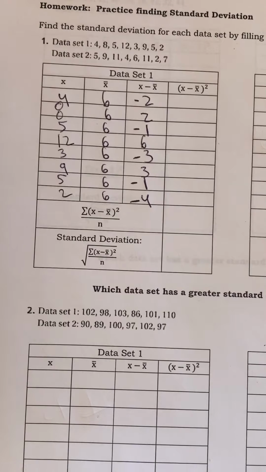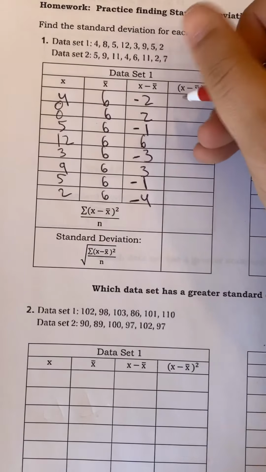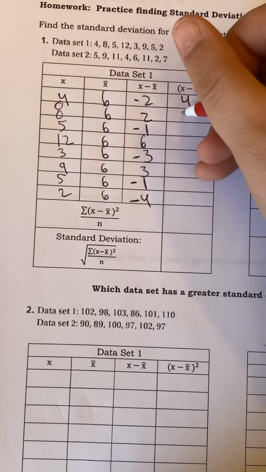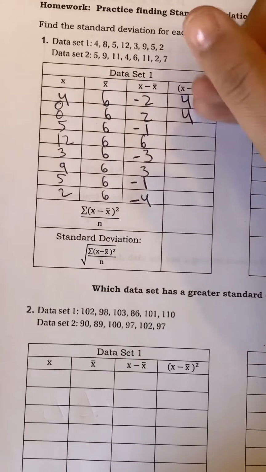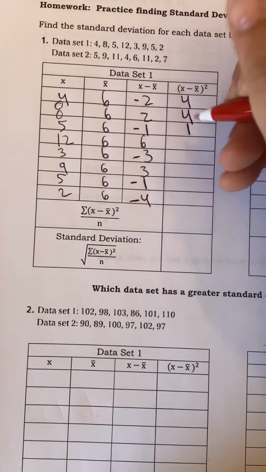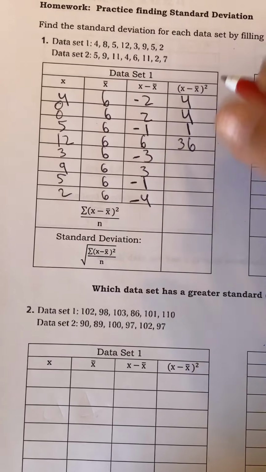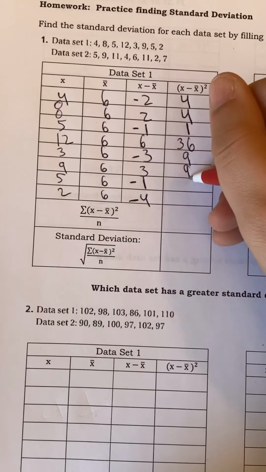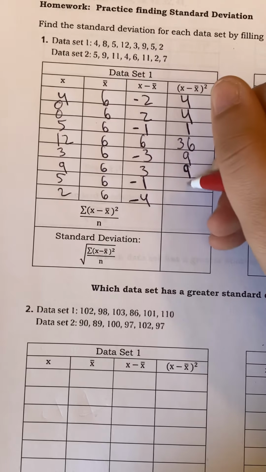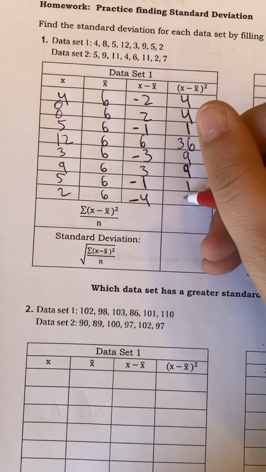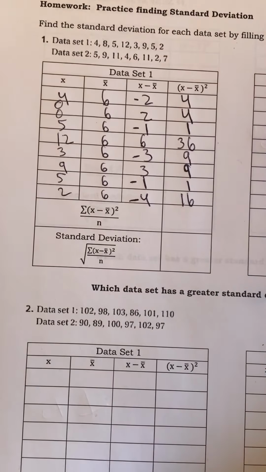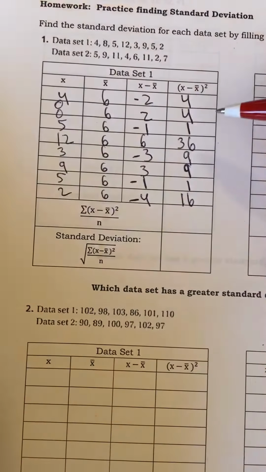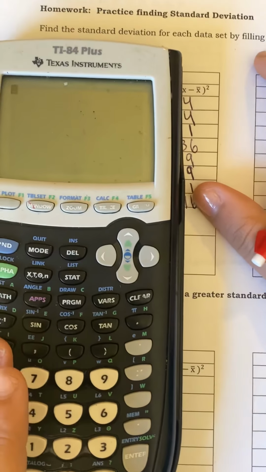Okay, then we're going to square it. So negative 2 squared gives me 4. 2 squared gives me 4. Negative 1 squared is 1. 6 squared is 36. Negative 3 squared is 9. 3 squared is also 9. Negative 1 squared is 1. And negative 4 squared is 16. Okay, so all I did was take this column and square it to get this portion. Now we're going to add them all up.